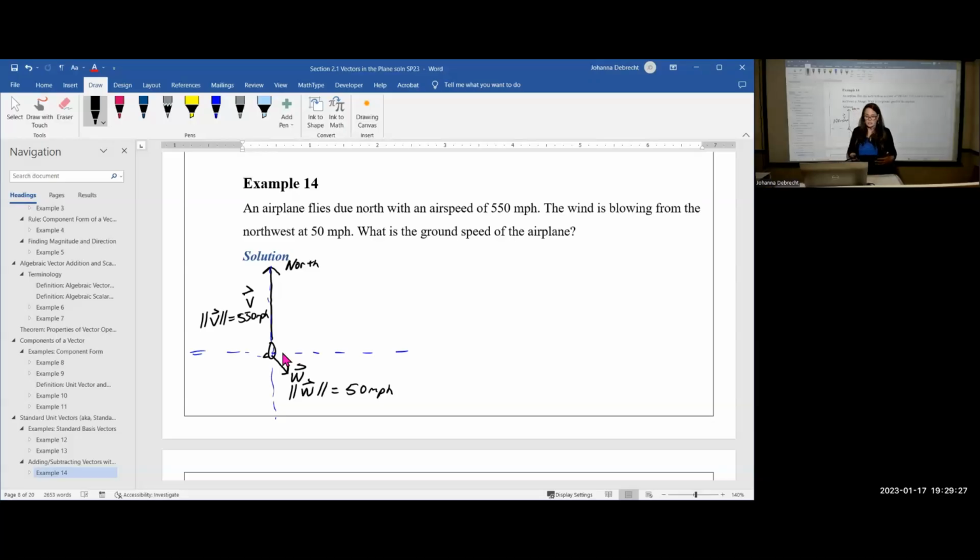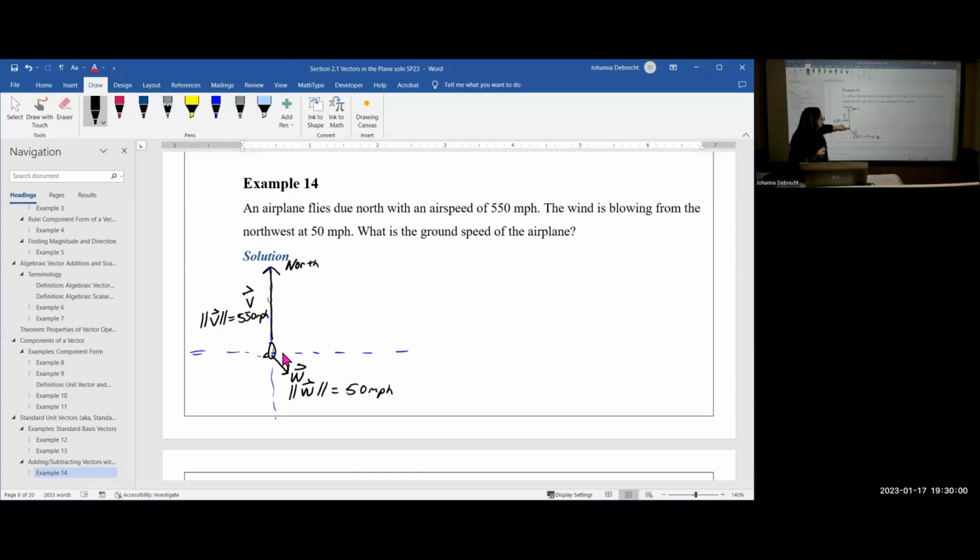But I don't know the directions. Well, what can I do? I could take a unit vector in the right directions and multiply by the magnitudes to get the vectors V and W, right? Let me say that again. I can take a unit vector in the direction the plane is traveling and multiply by 550 miles per hour, and that should give me the actual vector V.